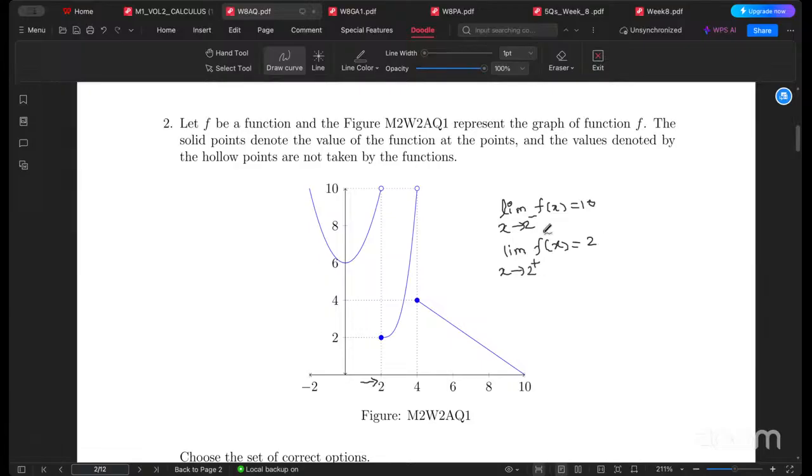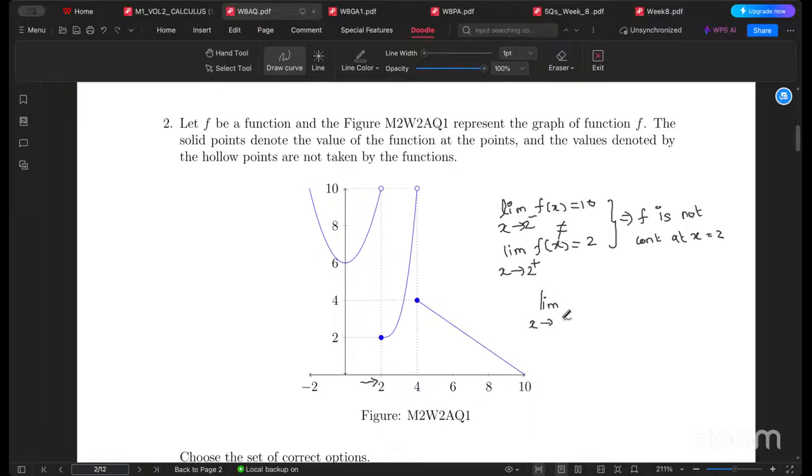Now, are the left hand limit and right hand limit equal? No, obviously they are not equal. If they are not equal, then you can say that f is discontinuous, not continuous, at x is equal to 2, right? Clear? So now if you have understood this, the other thing also should be very clear for you.